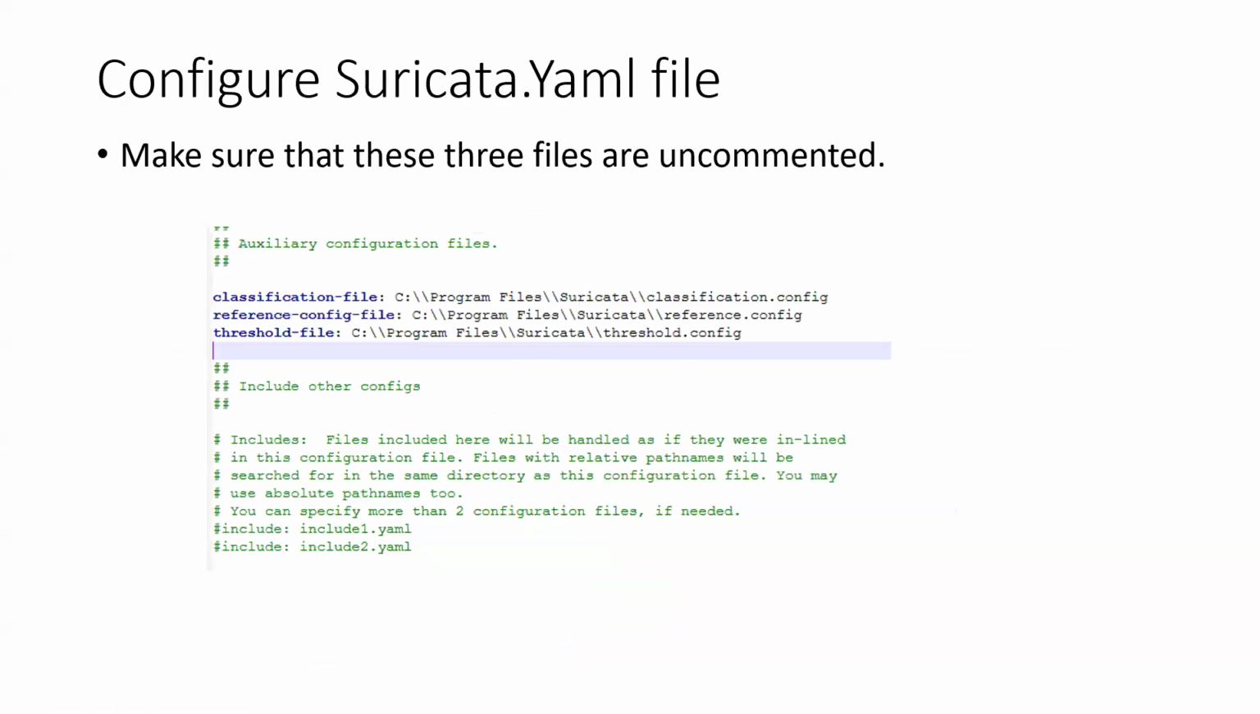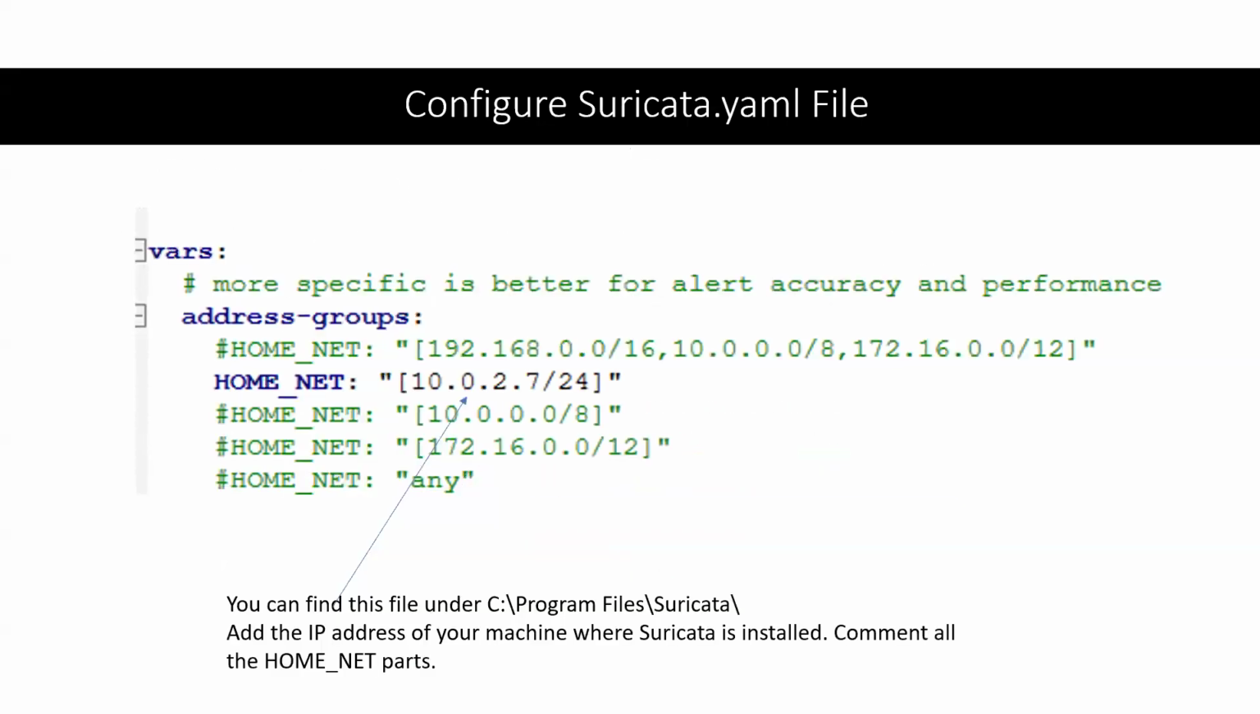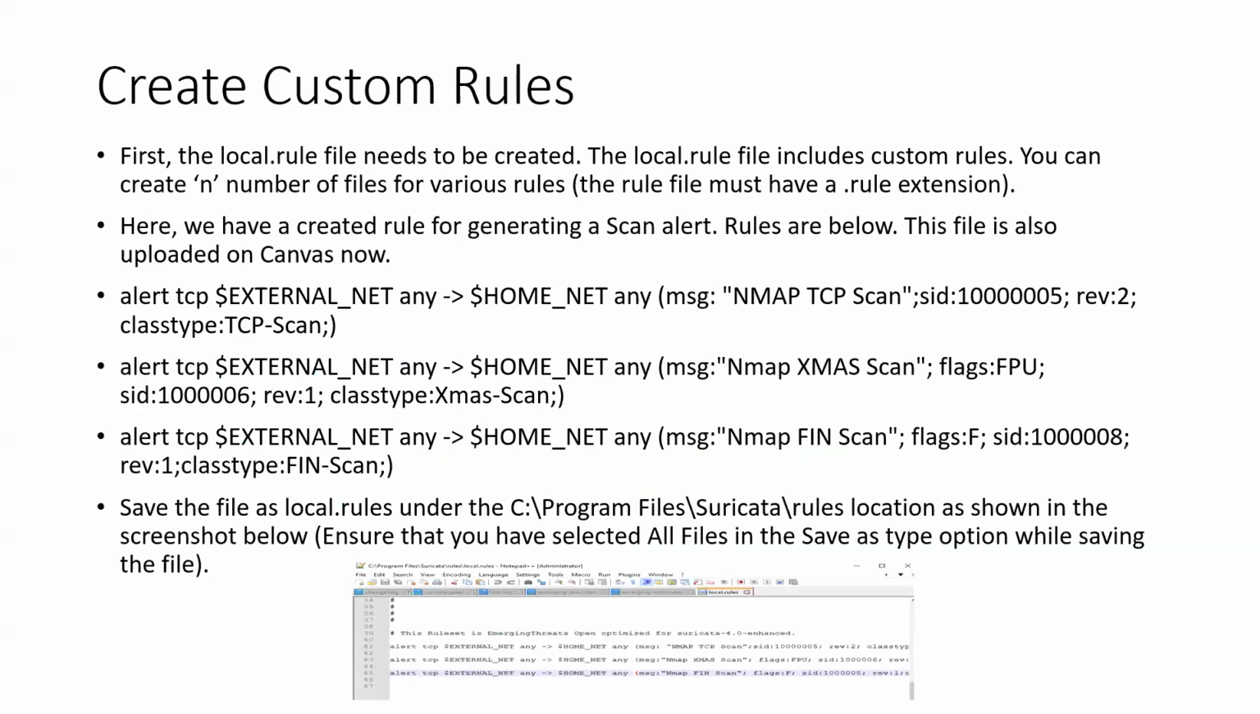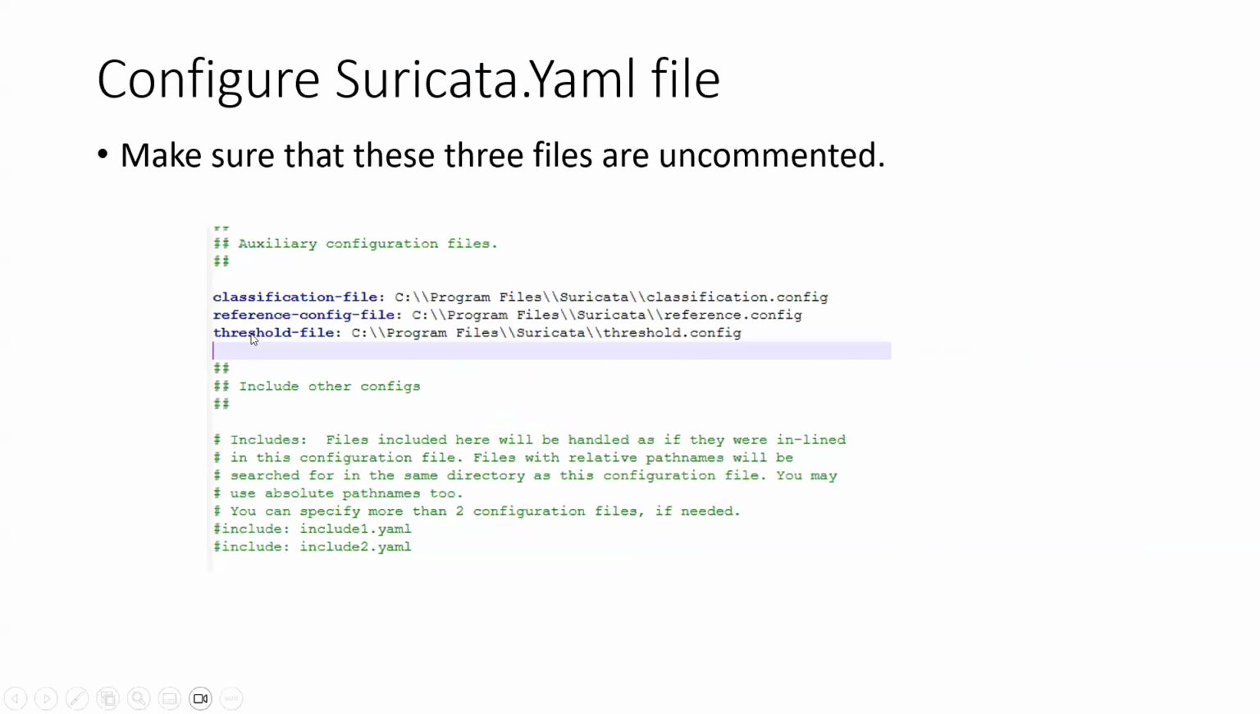And then there is another configuration that you will have to do for the rules. You also need to specify which kind of class type that traffic belongs to. So if you remember, here it belongs to, for instance, TCP scan. So you need to specify these things in the classification.config file. I will show that. And then reference.config and threshold.config, it doesn't matter a lot.